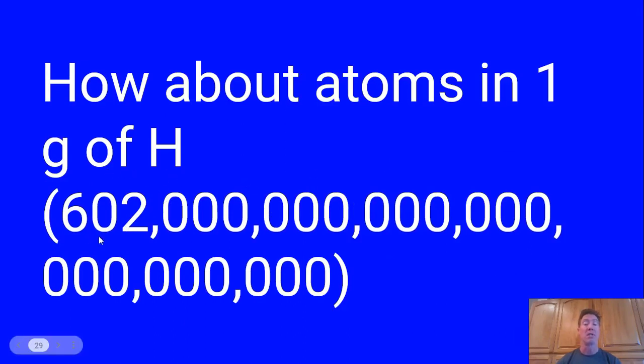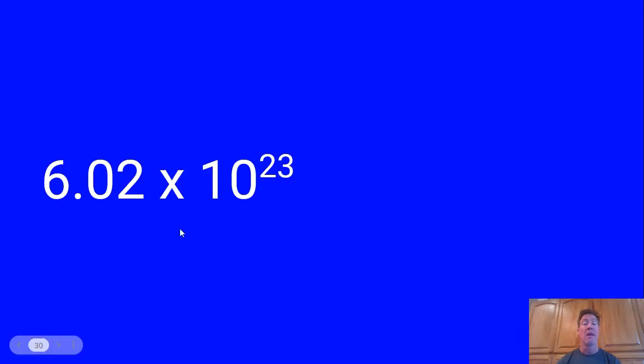How about the atoms in 1 gram of hydrogen? As I mentioned earlier, this is 602 hextillion. So we would move this over 3, 6, 9, 12, 15, 18, 21, 22, 23. This would be 6.02 times 10 to the 23.